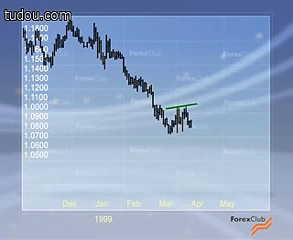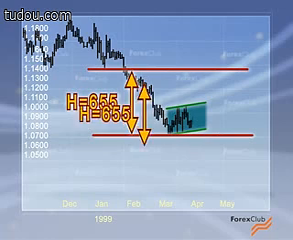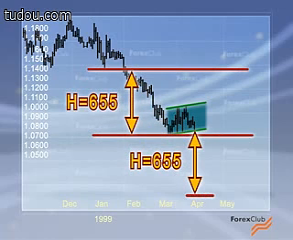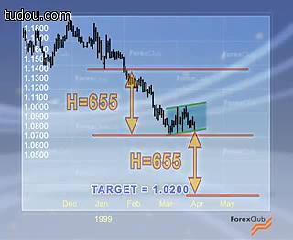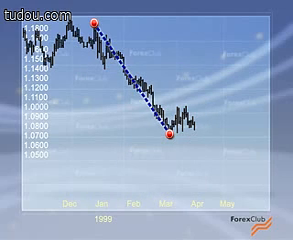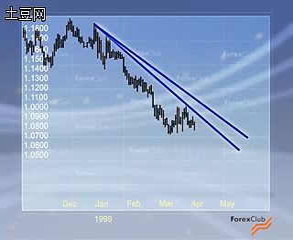How are things developing? The consolidation zone is well defined here and looks like a flag. Flags are often found in the middle of a move, which would give us a target of 1.02. But fools rush in, and we're going to monitor the situation by charting speed lines.